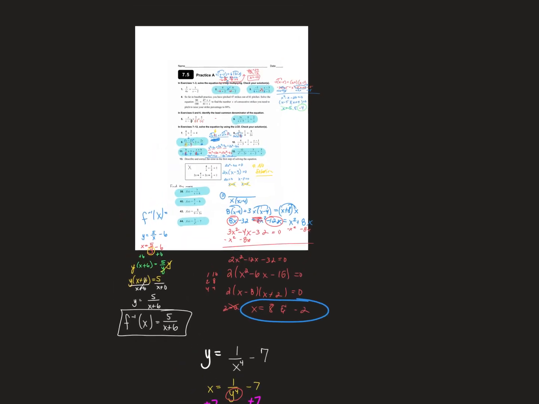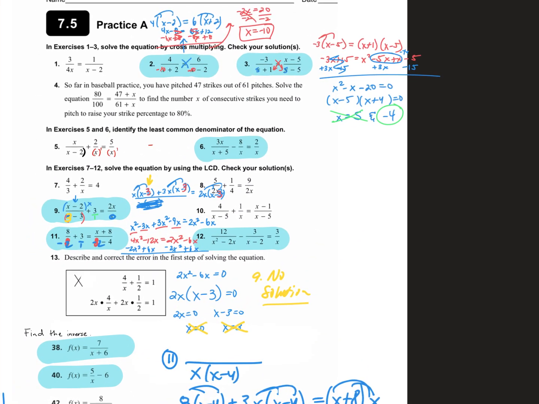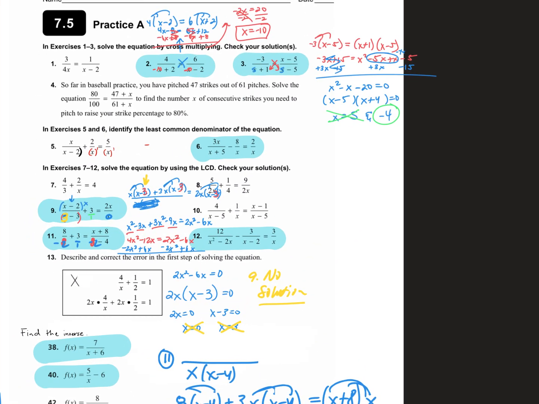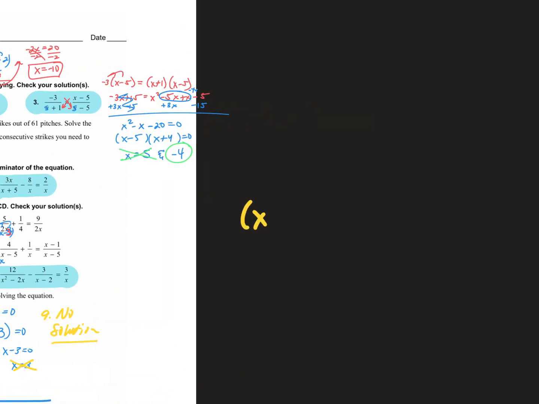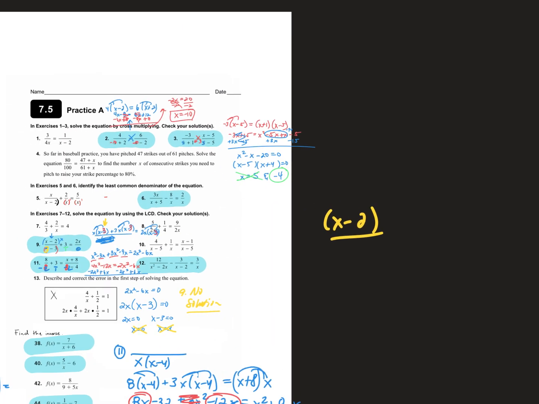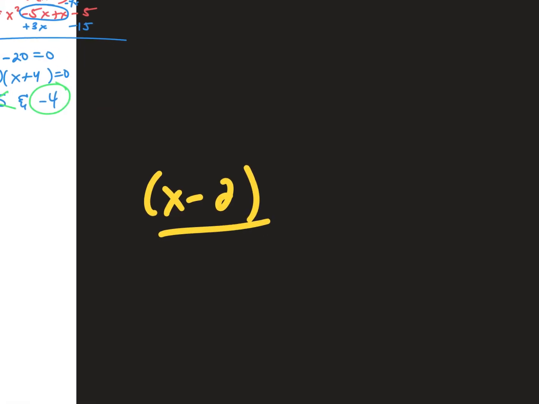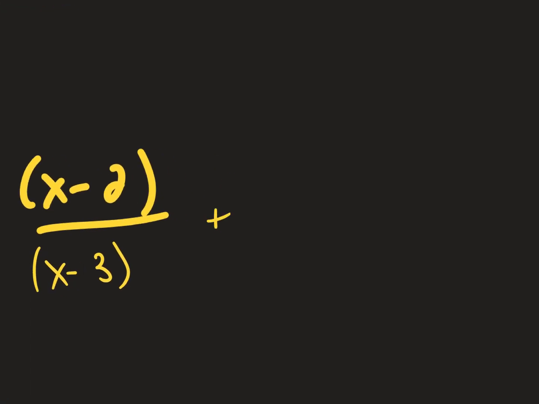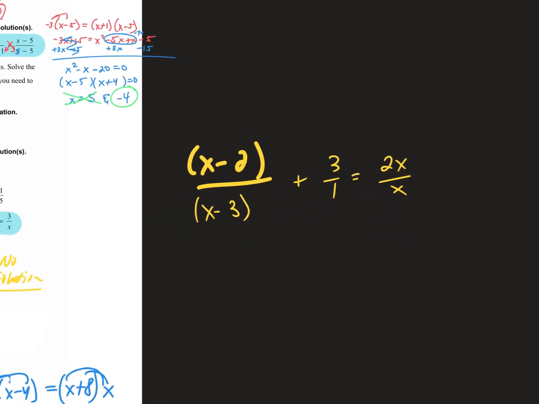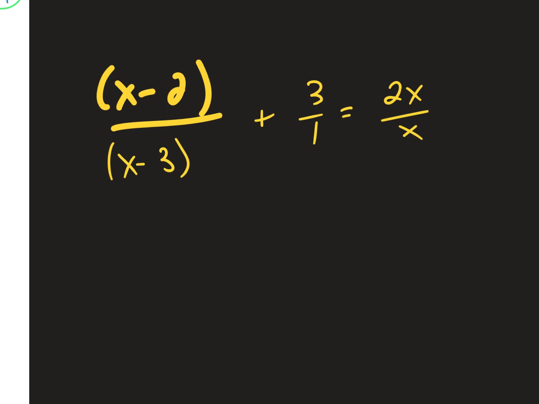Okay, here's the correct number 9 without me making my silly mistake. So I have x minus 2 over x minus 3 plus 3 equals 2x over x. So plus 3 over 1 equals 2x over x. So our common denominator is going to be x times x minus 3.